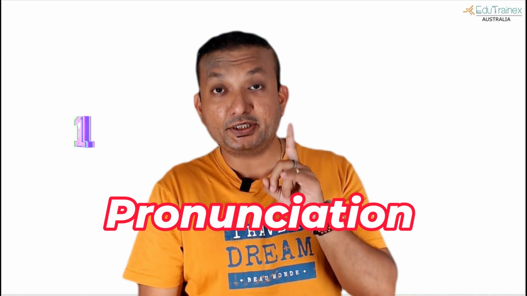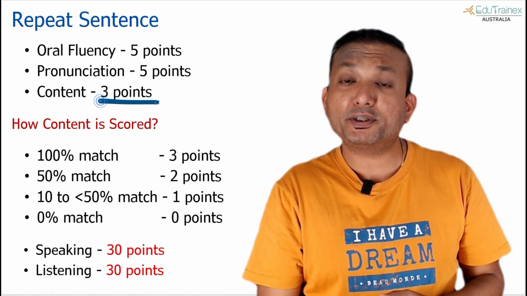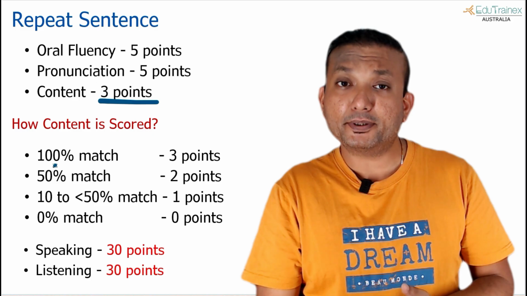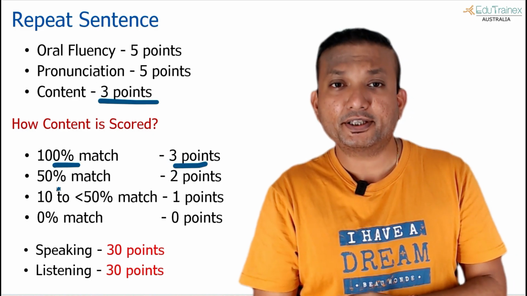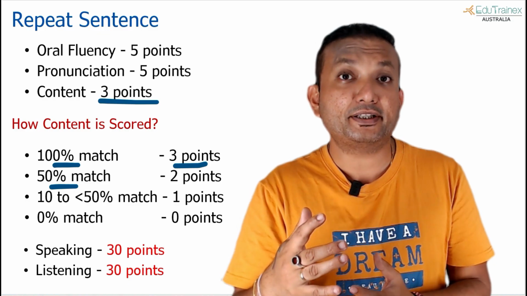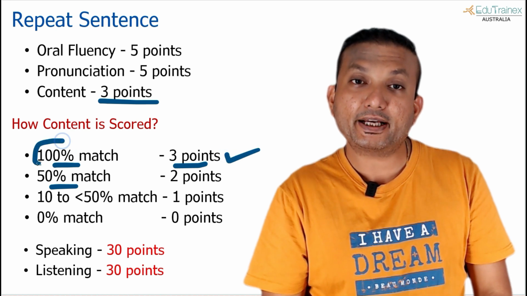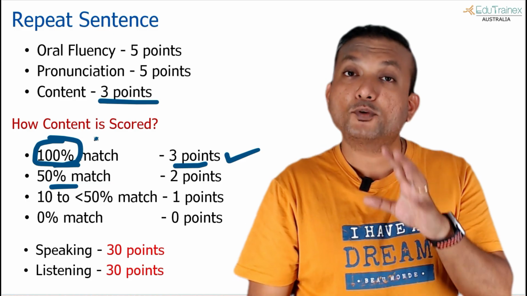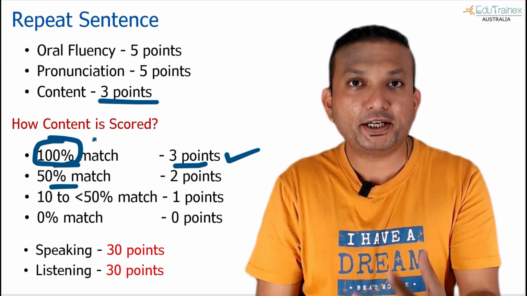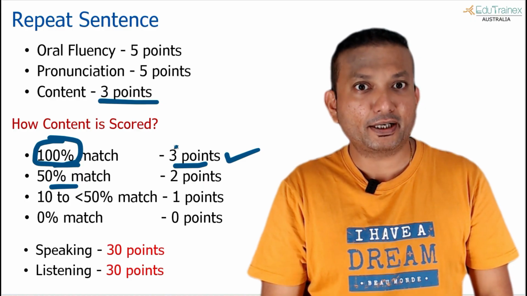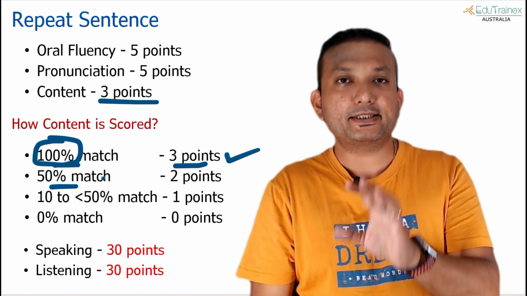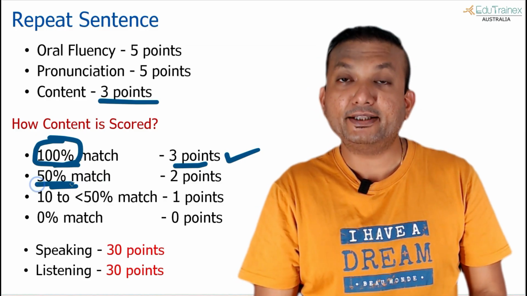So content wise, you are only given 3 marks, but rule number 1 is pronunciation. Fix your pronunciation. Rule number 2 is fix your fluency issues, and then focus on the content. Rule number 3, where we talk about the content, it's only 3 points. If you match 100% for very short sentences, you still get 3 points. If you say anything above 60%, 60 to 70%, you still get 3 points, as I showed in the previous video. If you are able to recall and say it fluently, you can still get 3 out of 3 for content.